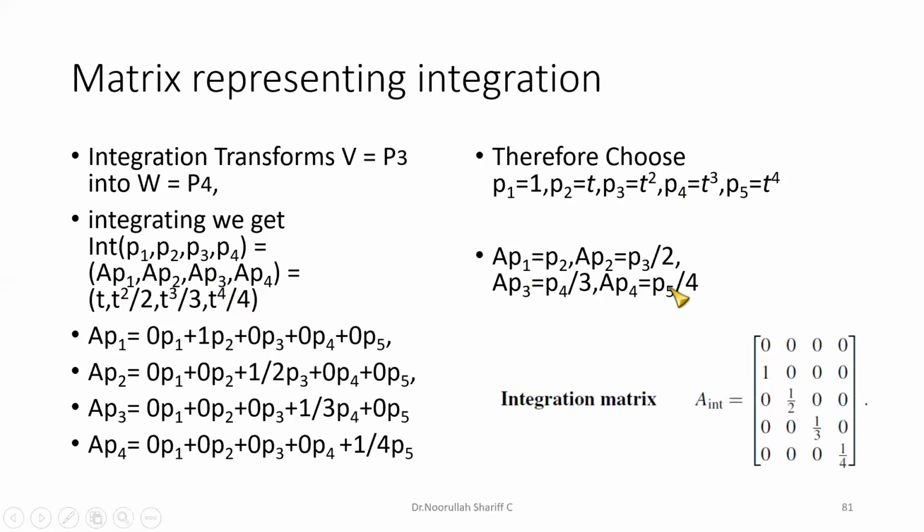Therefore, AP4 is equal to P5 by 4. Now, each one of these, AP1 equal to P2, can be represented in this way because we have the coefficient of P2 as 1. So 0P1 plus 1P2 plus 0P3 plus 0P4 plus 0P5. Here AP2 is having P3 by 2, that is, the coefficient of P3 is half, and hence we can write this AP2 like this with the coefficient of P3 as half and all the other coefficients as zeros.